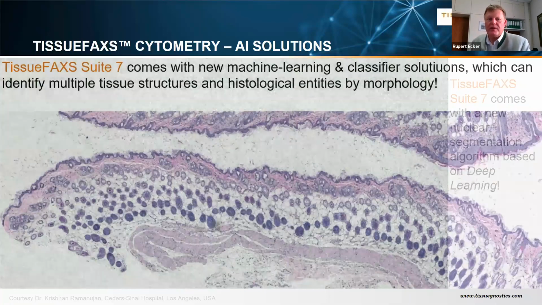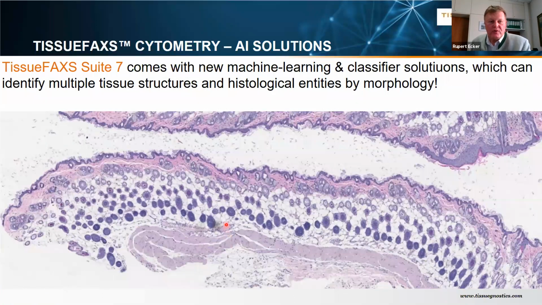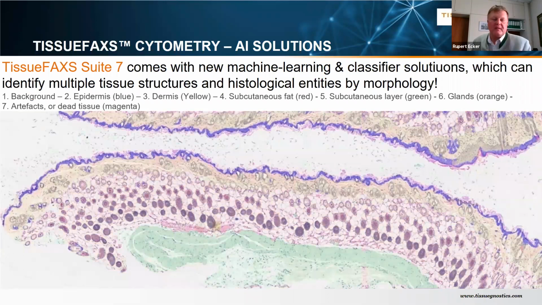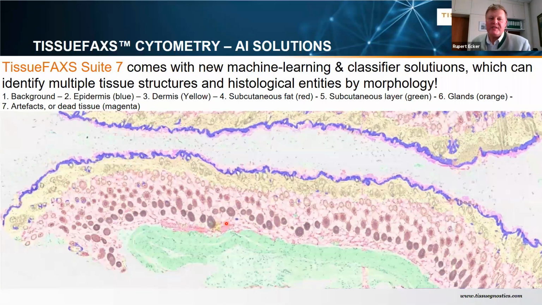Our new machine learning algorithm is able to classify tissue, like here, skin, and multiple classes are possible. Not only one or two, but in this case, we have 7 different classes indicated also by the different colors. A simple training, this is epidermis, this is dermis, this is subcutaneous fat, or whatever you're looking for, is enough. And within minutes, the software is able to classify your tissue sample.